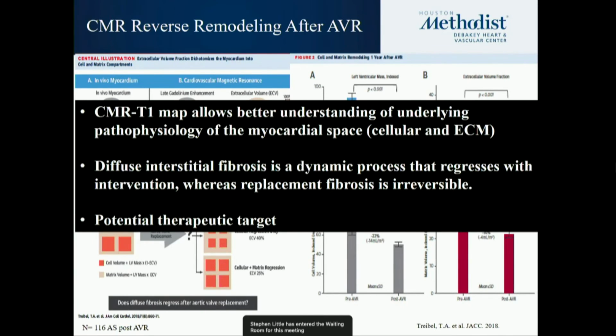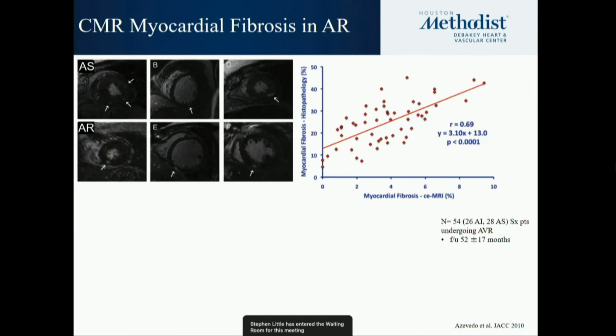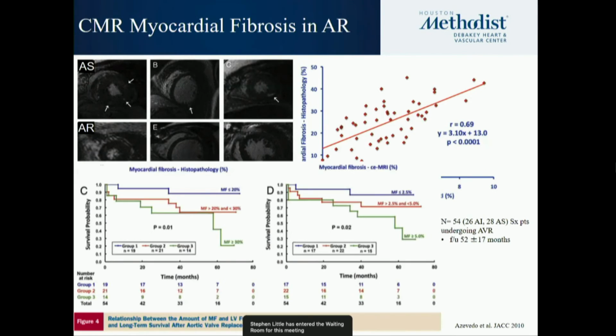And so we know that CMR allows better understanding of the underlying pathophysiology of the myocardial space, and that diffuse interstitial fibrosis is a dynamic process that regresses with intervention, whereas replacement fibrosis does not, and that this is a potential therapeutic target. And so we know from several studies that there is myocardial fibrosis in aortic regurgitation that has good correlation with histopathology, and that the degree of myocardial fibrosis is associated with poor outcomes in this population.